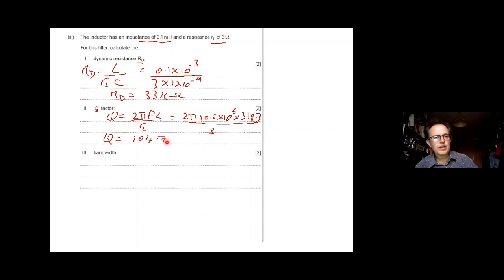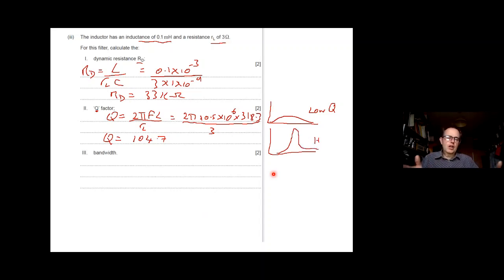Okay, and that gives us a Q factor. Let me give you a quick reminder on the Q factors. That's a small Q factor, so that would have a good selectivity because it's quite a range of frequencies. You've got the high Q factor there. So this one has got very good selectivity.